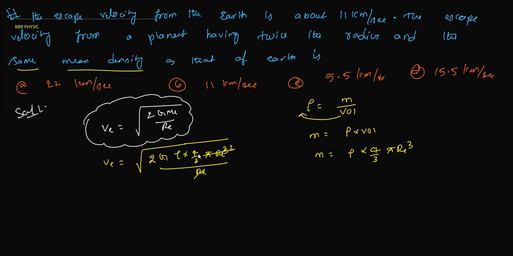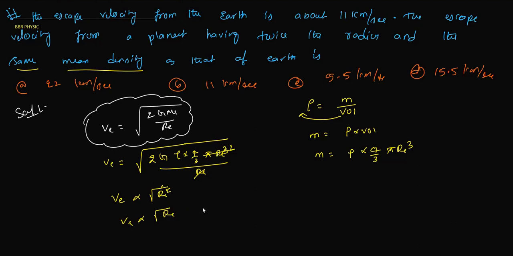Rho is constant, 4 by 3 is constant, pi is also constant. Here RE square remains. Observe, these are all constants. I'm taking them as the proportionality constant. VE is directly proportional to under root RE square. The square root will get cancelled. VE is directly proportional to RE.